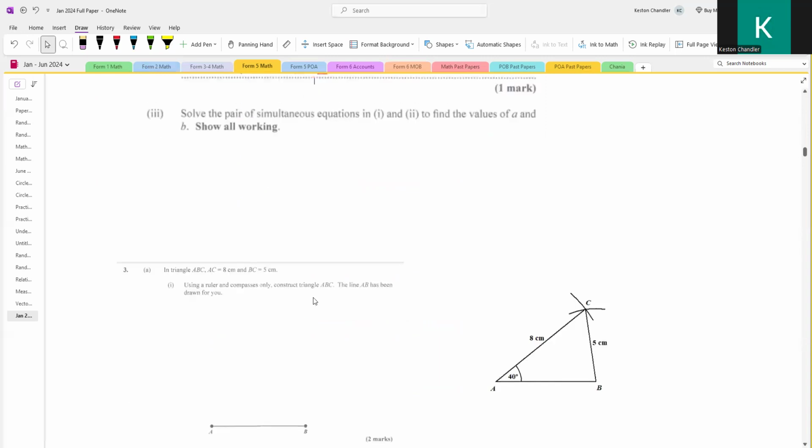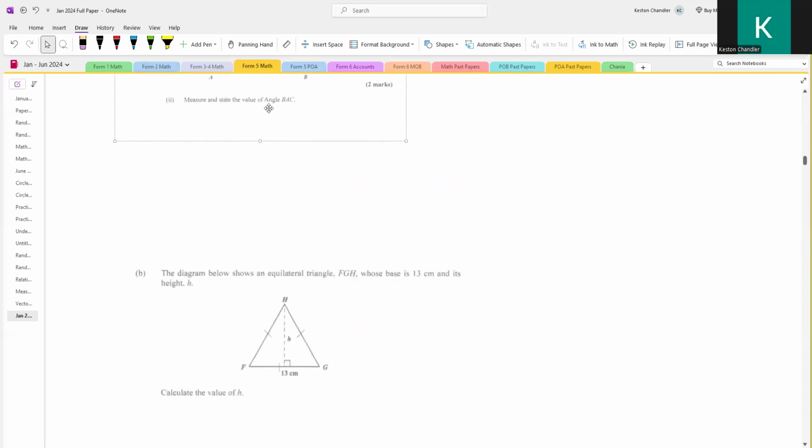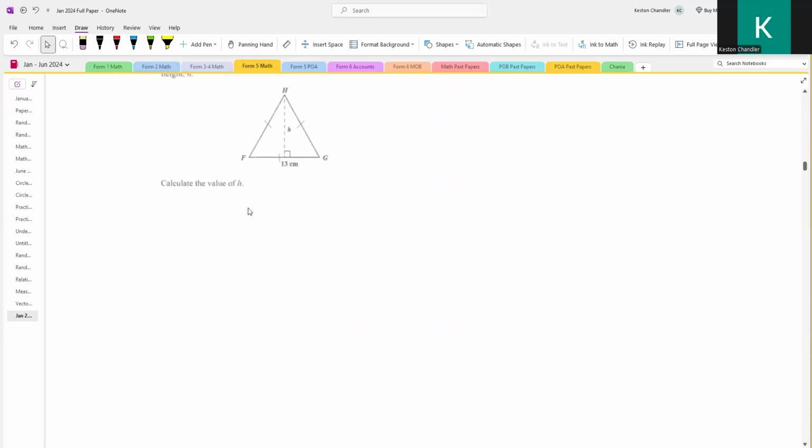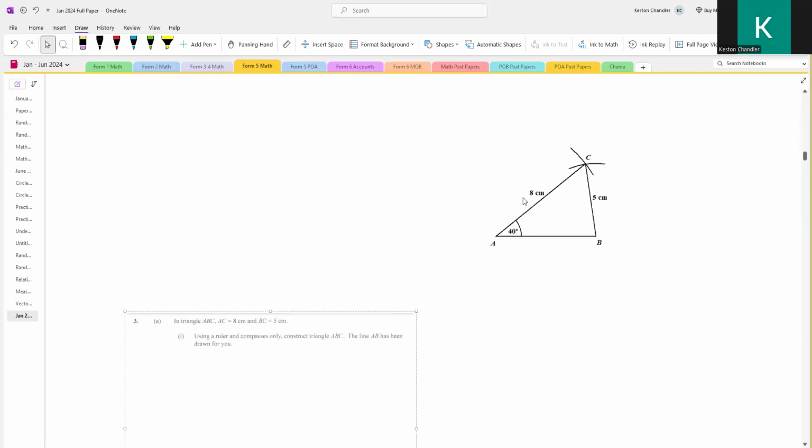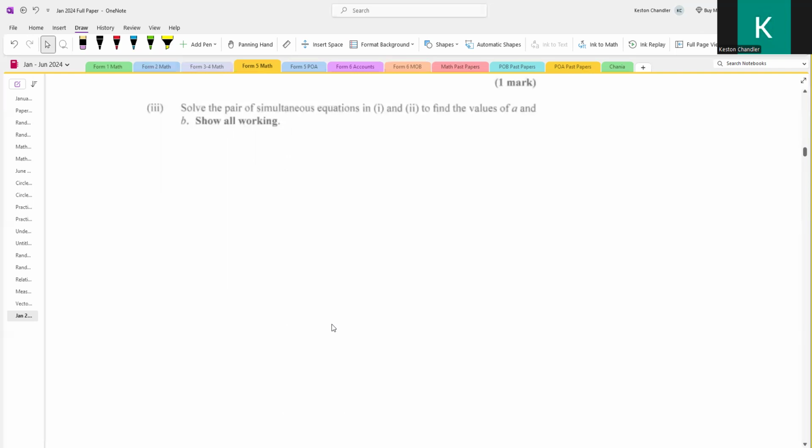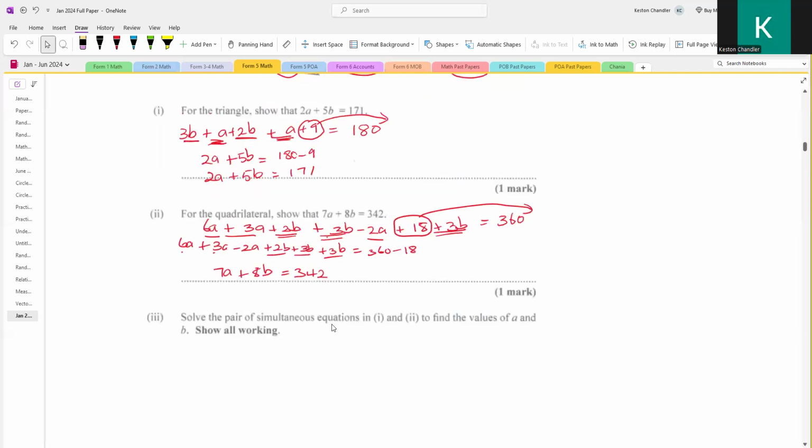Right. So next question is a simultaneous equation. Solve the pair of simultaneous equations. So look at what we have: 2a plus 5b is equal to 171, and 7a plus 8b is equal to 342.